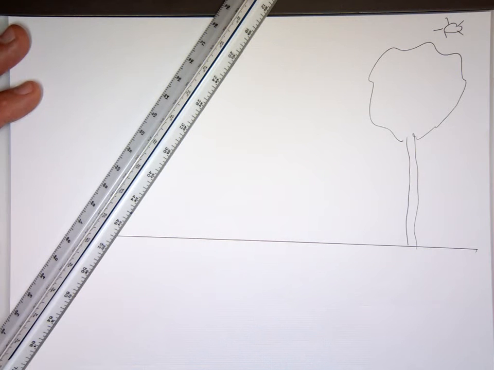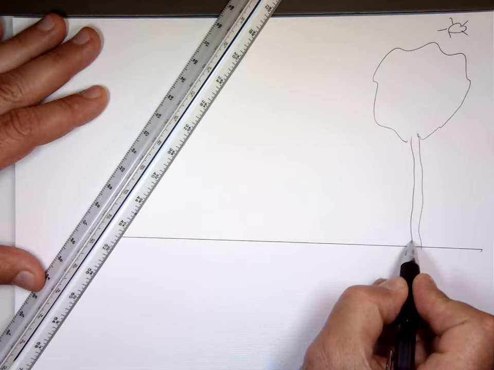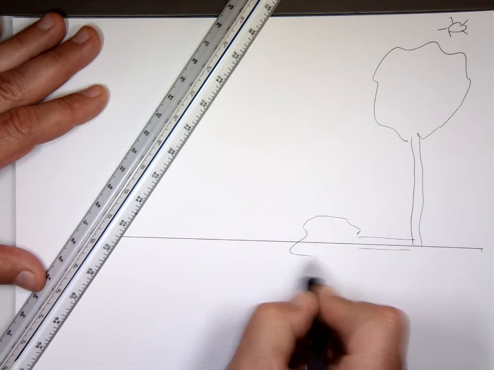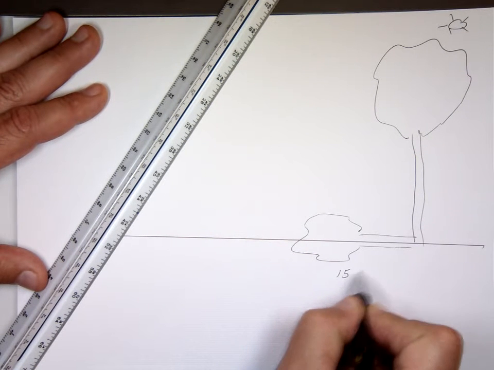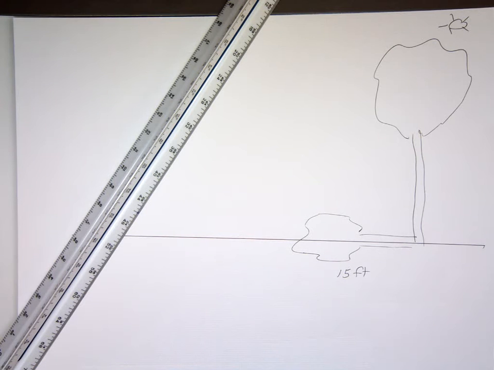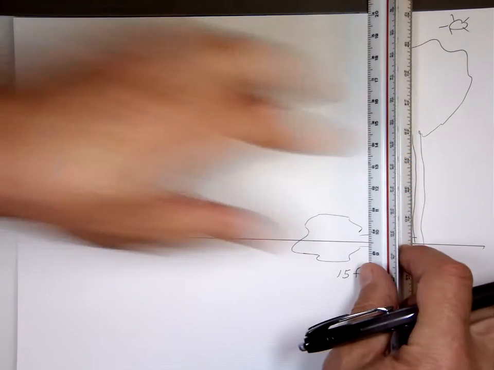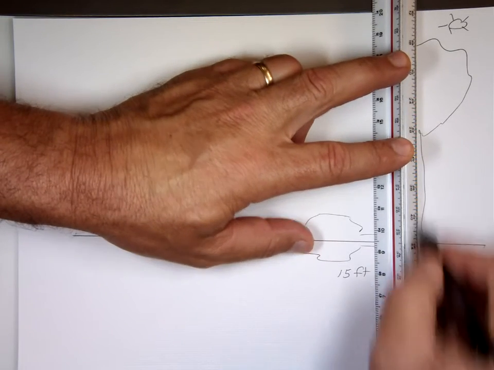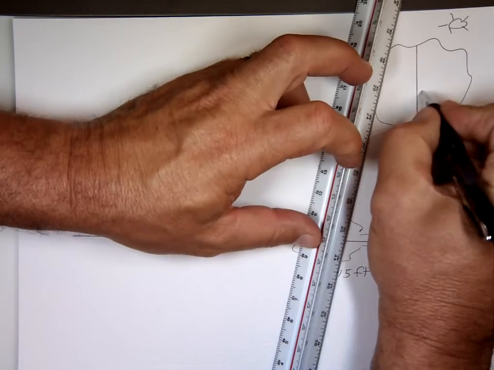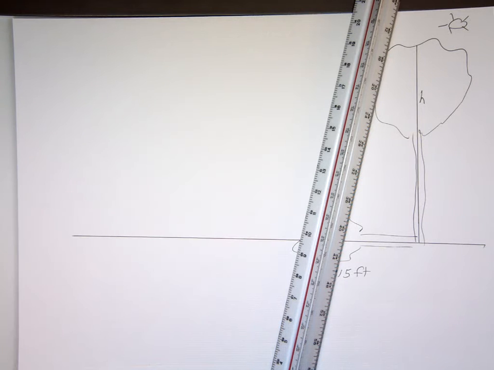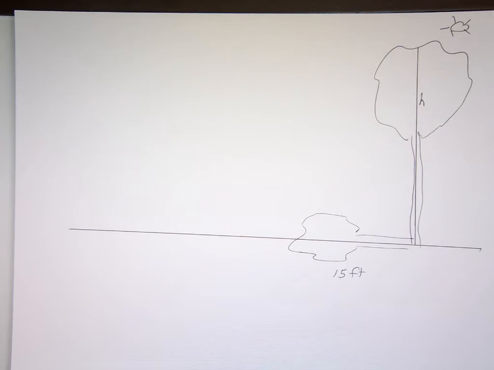Somebody said, measure the shadow. There's your shadow, okay. The shadow is 15 feet. How is that going to help me? How tall is the tree? What's the height of the tree? I know the shadow is 15, big deal. What's the height?